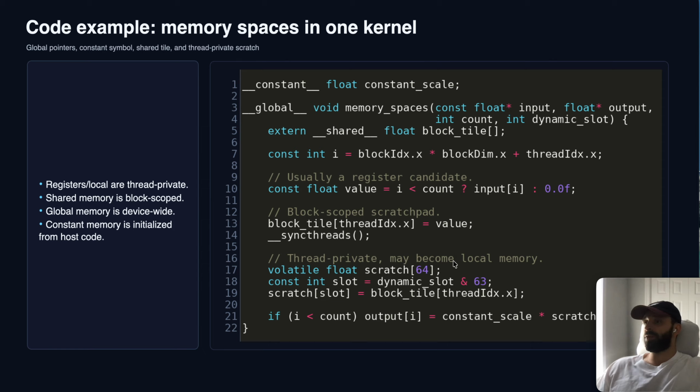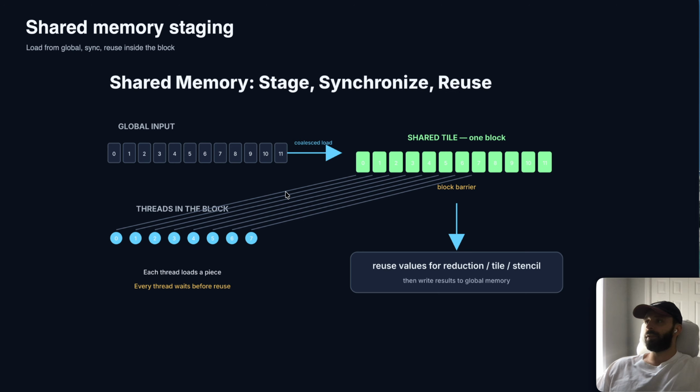If you copy a value into shared memory and read it only once, it usually buys you nothing. So shared memory earns its cost when threads are exchanging data between each other or reusing data that's common to them. So yeah, that's it. And then here we have an example of shared memory.